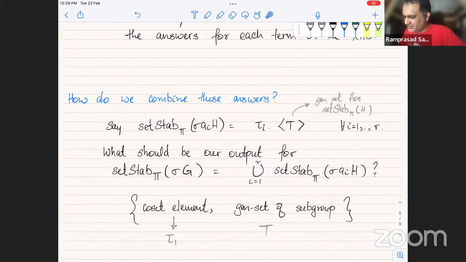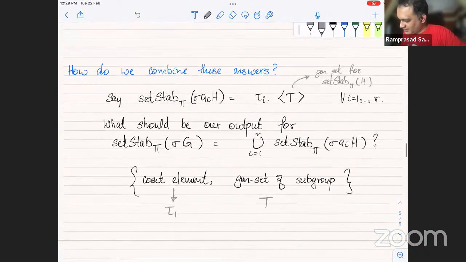Okay, so this is a little weird, and it just so happens, and this needs a proof which I'm now going to skip, that you don't just give T, but you give the following.